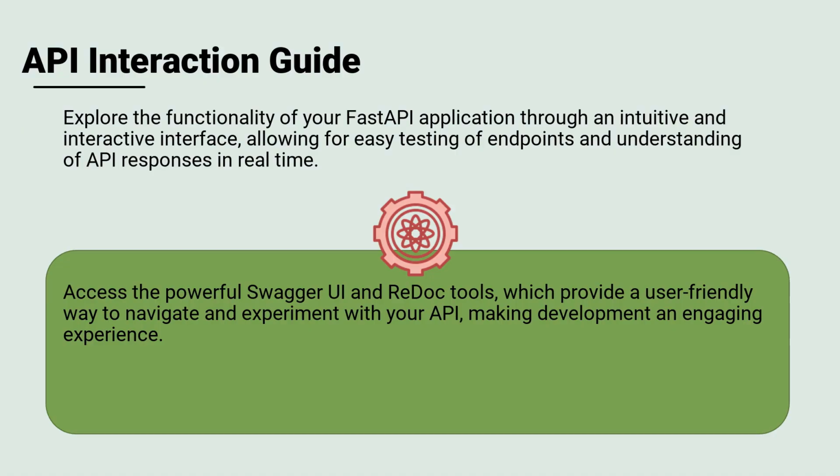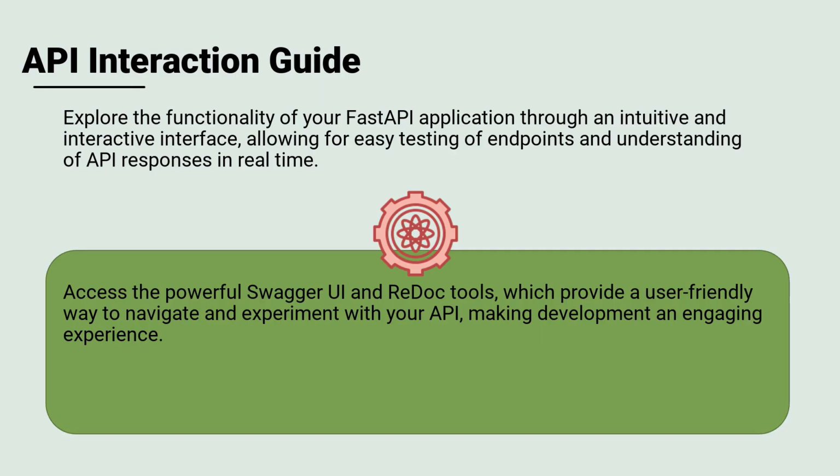All right. So let's dive into how you can access this feature. After you've got your FastAPI application up and running, head to your web browser. Now type in http://localhost:8000/docs to access the Swagger UI. Or if you prefer, you can go to http://localhost:8000/redoc for the Redoc interface.